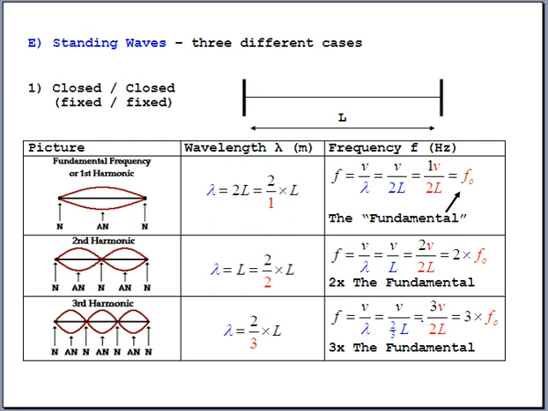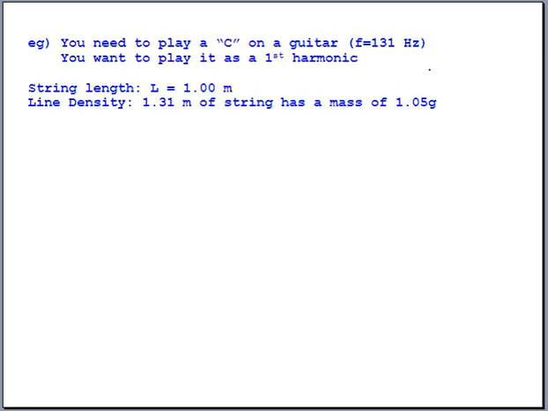Let's see if we can try this out with a bit of an example. Remember, we can calculate velocity on a guitar string by taking the square root of tension divided by the linear density, the kilograms per meter for the string. Okay, so here's the example that's in your notes. It's going to be a lot of work to get this figured out, but I think we can do it.